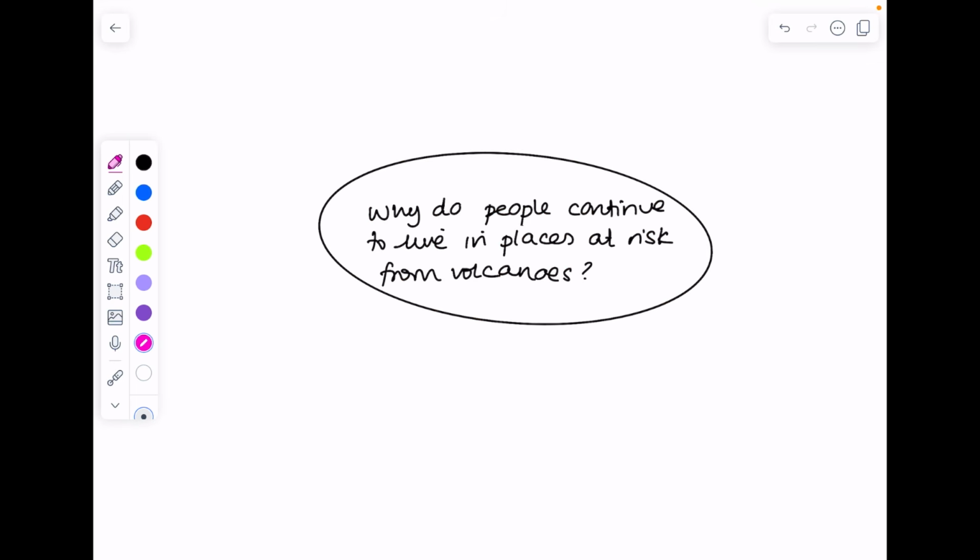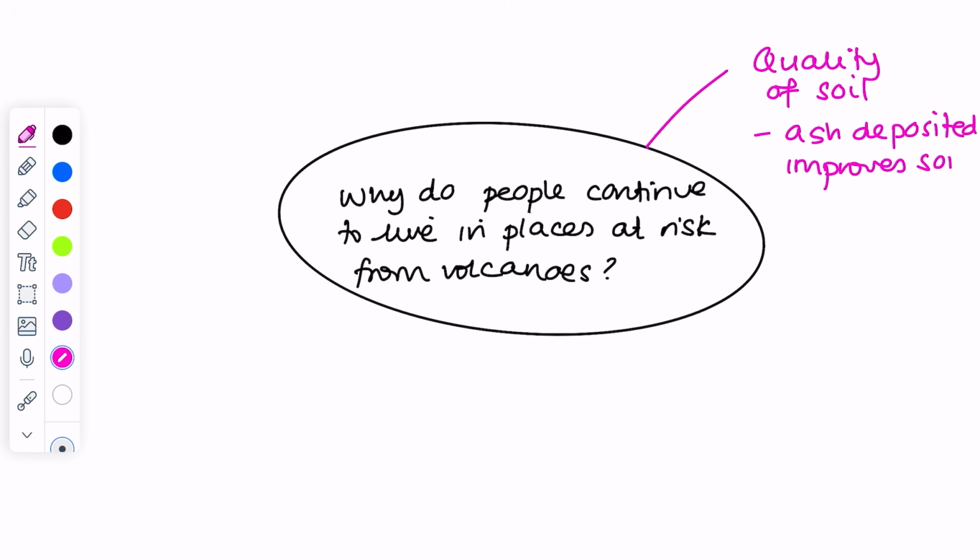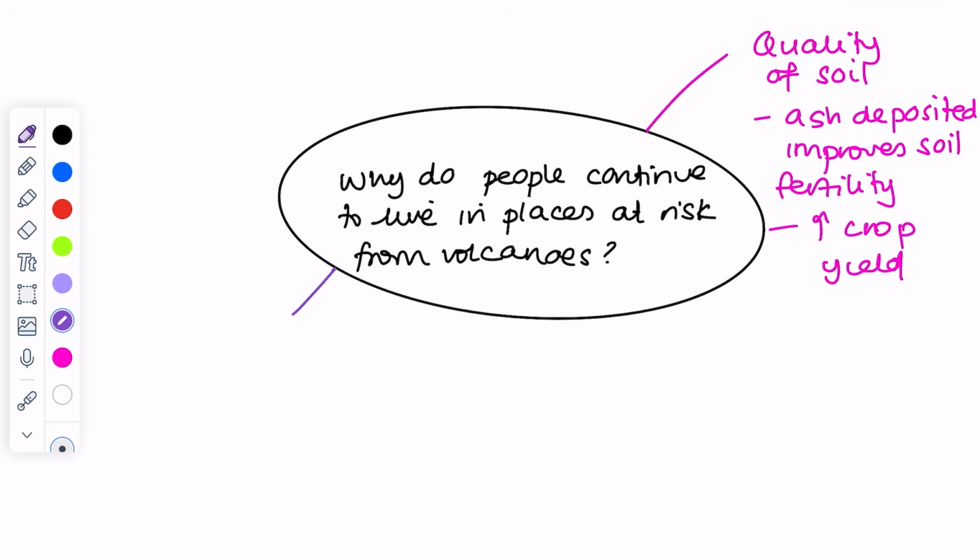Now we're answering the question, why do people continue to live in places at risk from volcanoes? Well, one very good reason is because of the quality of the soil found close to volcanoes. That ash which gets deposited increases the fertility of the soil and therefore produces good crop yields. So increased crop yield. Serious eruptions may be considered to be rare and therefore not considered a serious threat by residents.